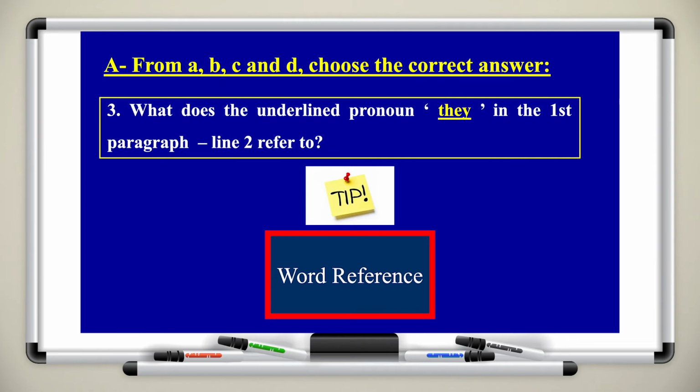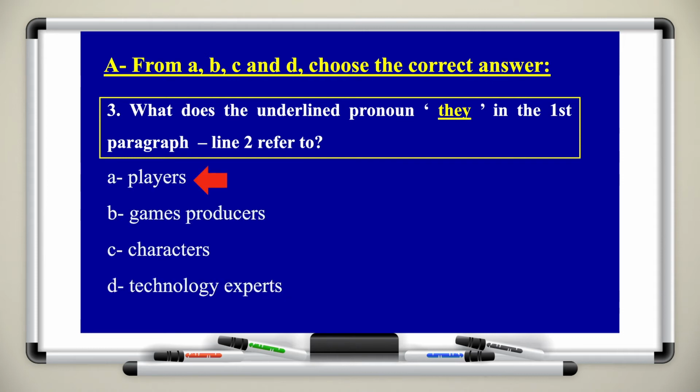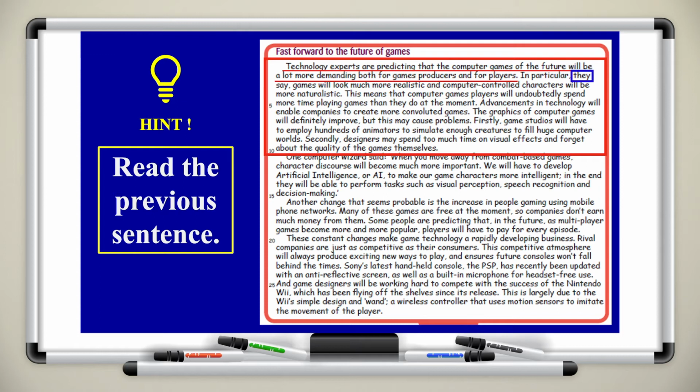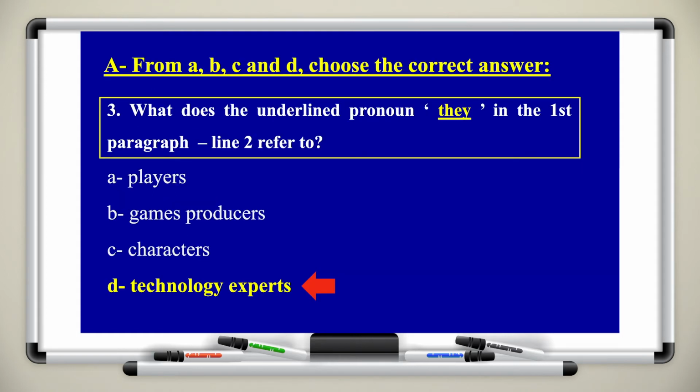What does the underlined pronoun they in the first paragraph, line 2, refer to? To remind you, this is word reference. So, does they refer to players, game producers, characters, or technology experts? You can see the word underlined in the first paragraph. Now, if you try to read the sentence itself, you wouldn't be able to understand what the word they refers to, right? So this is why I recommend that you read the previous sentence, which will help you figure out the answer. So based on the sentence that you've just read, the answer would be technology experts.